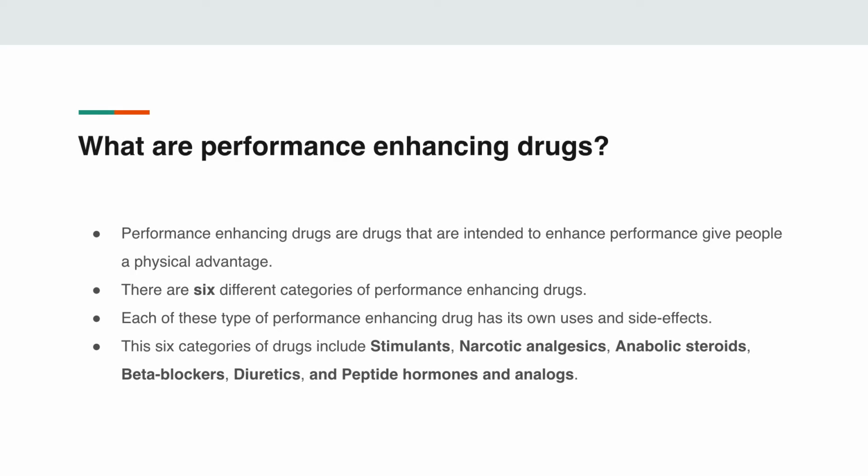What are performance-enhancing drugs? Well, performance-enhancing drugs are drugs that are intended to enhance performance and give people a physical advantage. There are 6 different categories of performance-enhancing drugs, and each of these types also has its own uses and side effects. These 6 categories of drugs include stimulants, narcotic analgesics, anabolic steroids, beta blockers, diuretics, and peptide hormones and analogs.